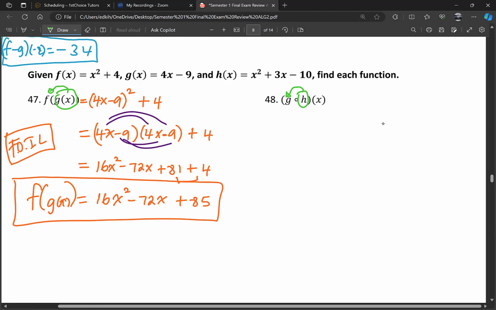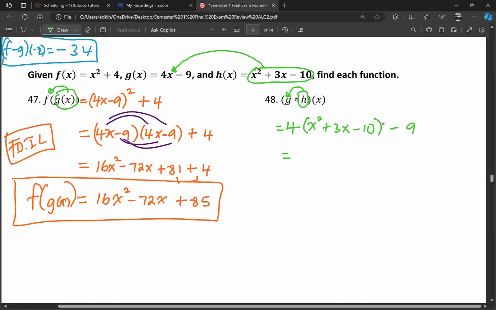So let me show you that. We're going to take h and we're going to dump it into g right there. So that's going to be 4. In place of x, we are putting in x squared plus 3x minus 10. And then there's a minus 9, this minus 9 right there.